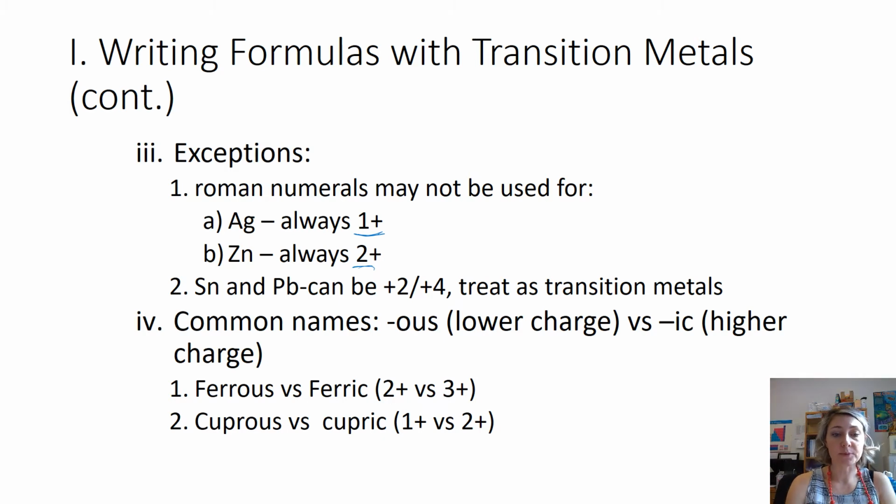So for example, we see this in ferrous versus ferric. That is the common name for iron. The OUS tells us it's a lower charge. Well, I know iron is either a +2 or a +3 charge. So OUS is going to tell us that it is in fact a +2 charge, and IC is the higher charge, so that is the +3 charge.